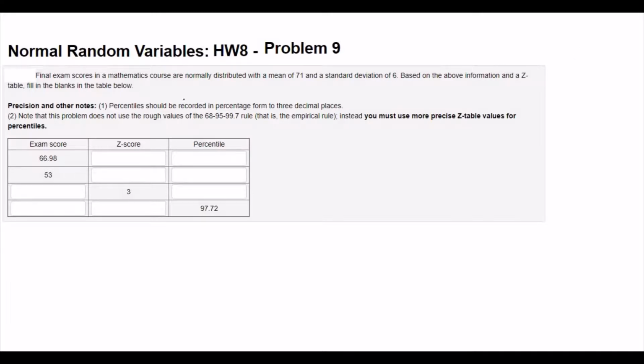Problem number 9. Final exam scores in a mathematics course are normally distributed with a mean of 71 and a standard deviation of 6. So we have x normal with mu 71 and standard deviation 6. Based on the above information and the z-table, fill in the blanks in the table below. So from exam score to z, let's make a formulation here. From exam score to z-score, and from z-score to percentile.